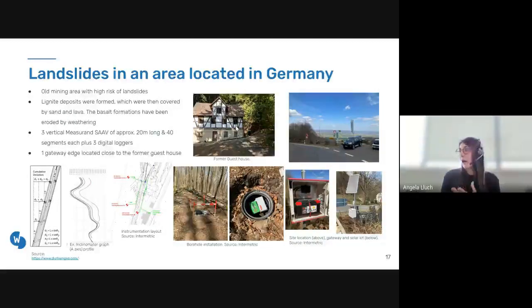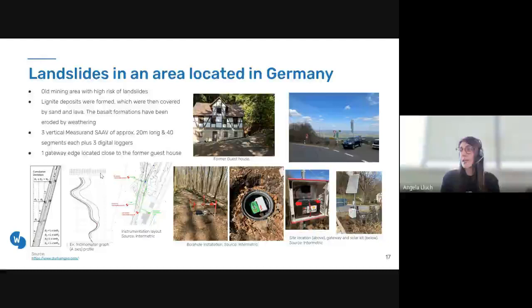And landslide, the ground approached and entered the boundaries of this building, which was a former guest house, and severely damaged this building. Consequently, this building was abandoned. Actually, the entire area is abandoned because there is still risk of landslides. For that reason, the Road Safety Authority requested to keep this location under monitoring.